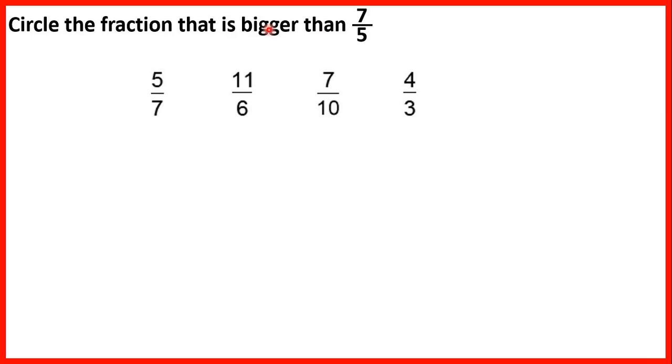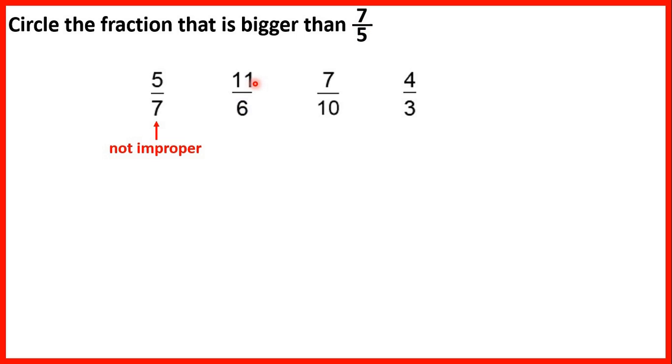Circle the fraction that is bigger than 7/5. So 7/5 is an improper fraction. It has a larger numerator than denominator, and an improper fraction is larger than 1 whole. Now 5/7 is not an improper fraction. It's a proper fraction. It has a smaller numerator than denominator, so we know that it will be less than 1 whole, so it won't be larger than 7/5.